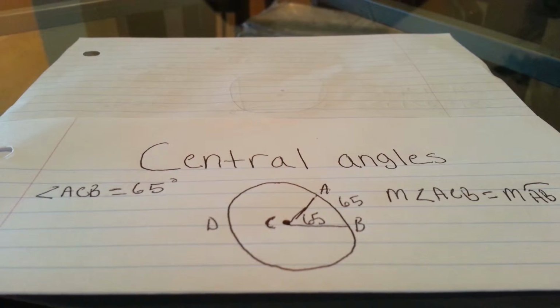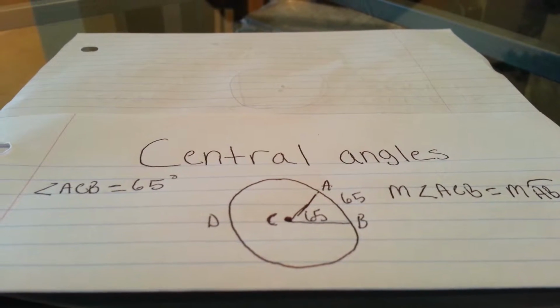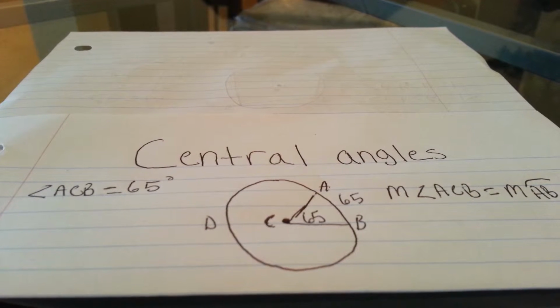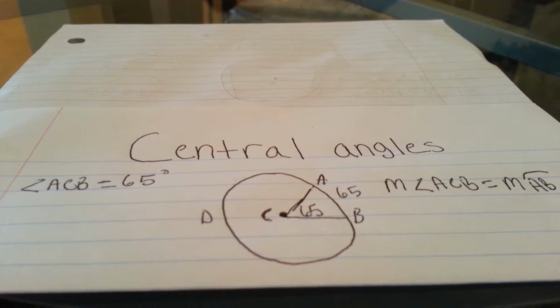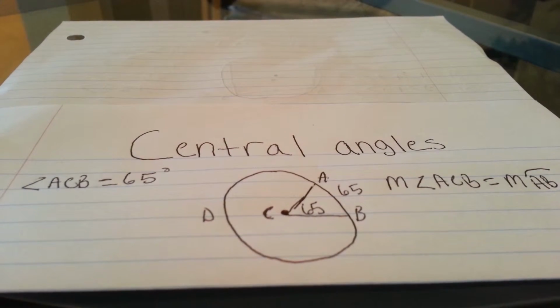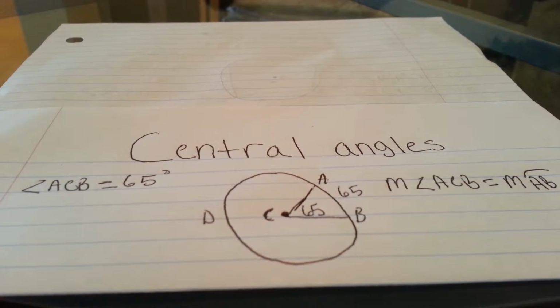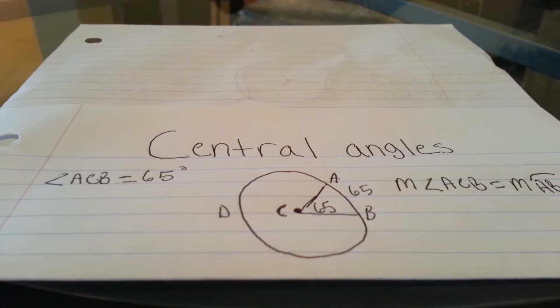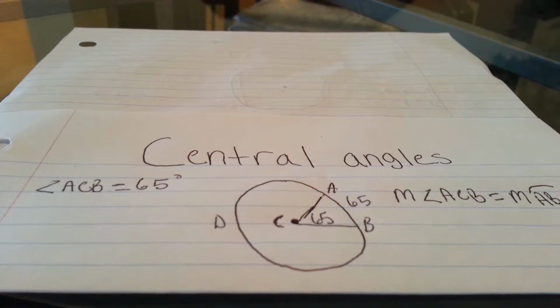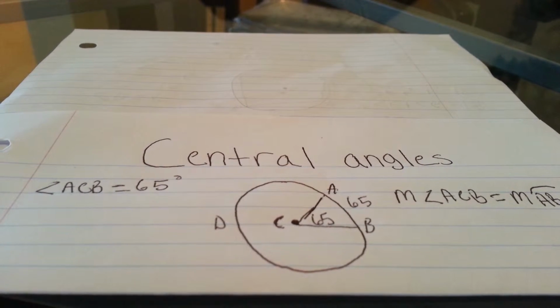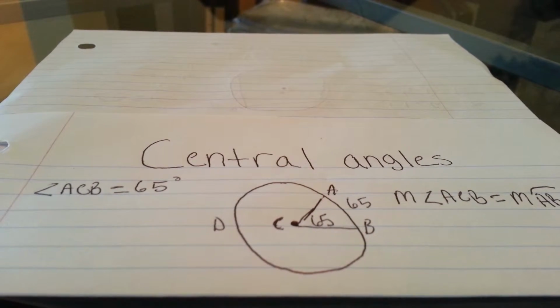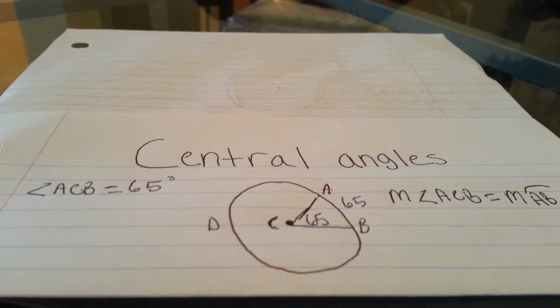A central angle. A central angle is an angle whose vertex is the center of a circle. Therefore, the measure of the arc is congruent to the angle. So in this problem, the arc equals 65. Therefore, the angle has to equal 65.